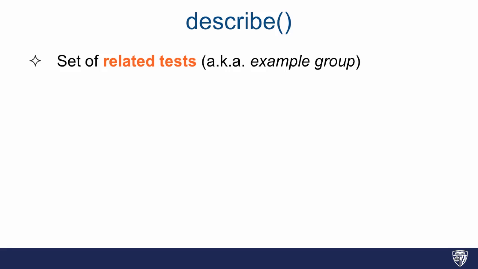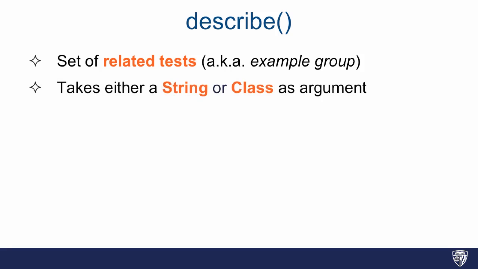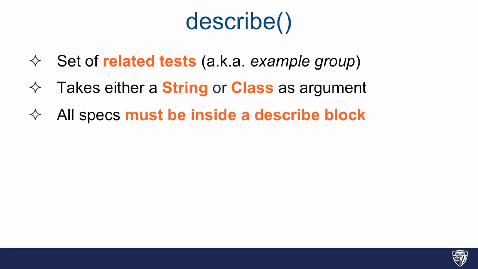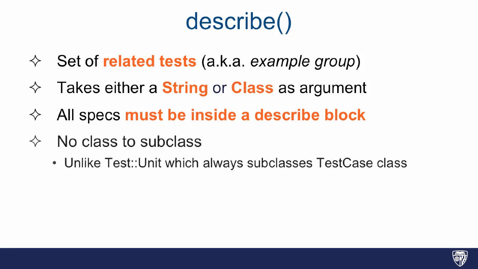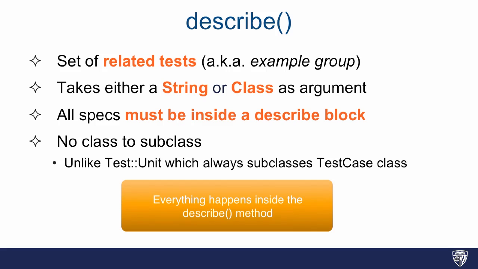So the top level method in RSpec is called describe, and that's basically a set of related tests or a set of related examples. Describe takes either a string or a class, which this test is describing, as we're going to see. All specs will go into a describe block. Now the slight difference here between the RSpec way of doing things and Test::Unit is that there is no test case class to subclass. Everything happens inside the describe method.